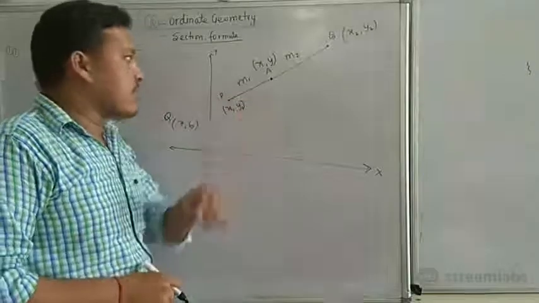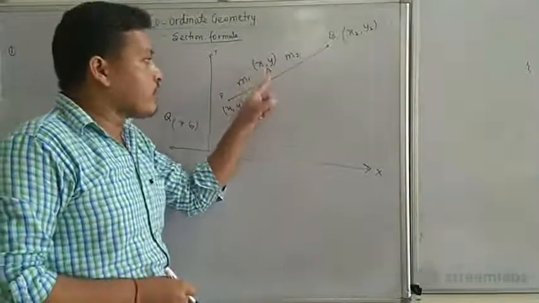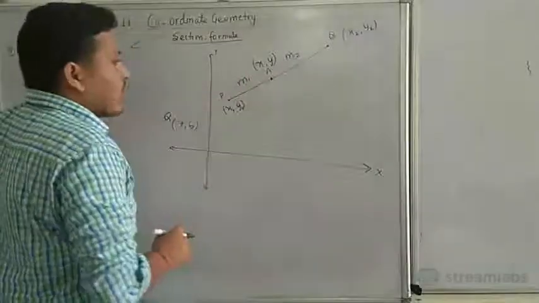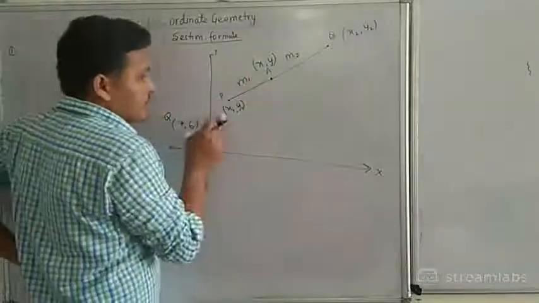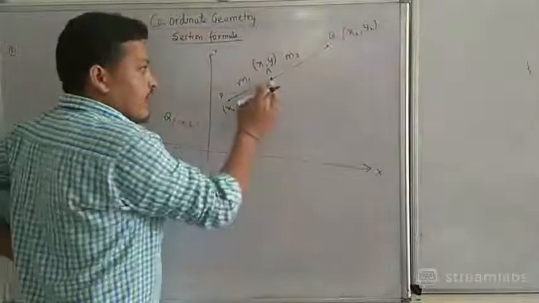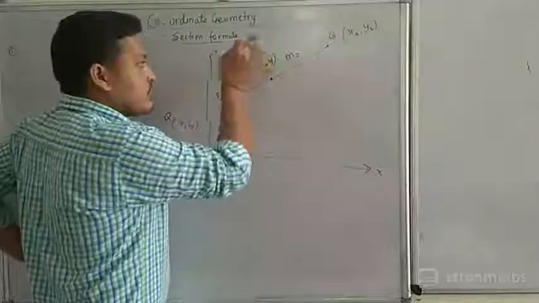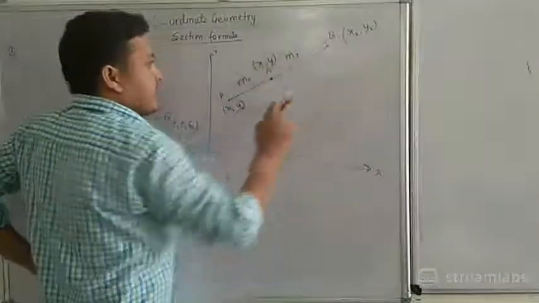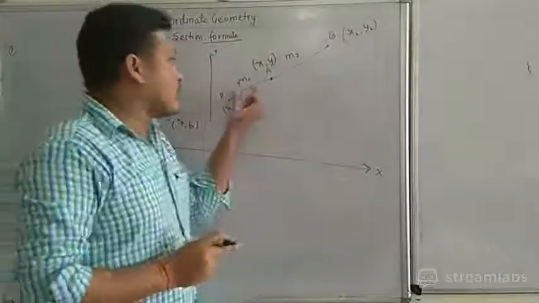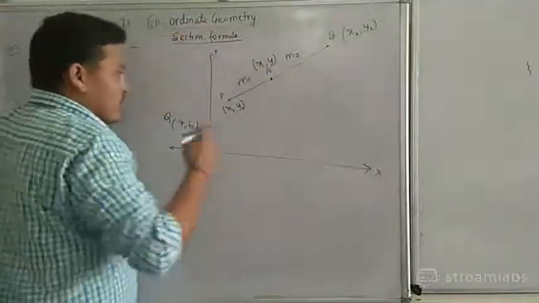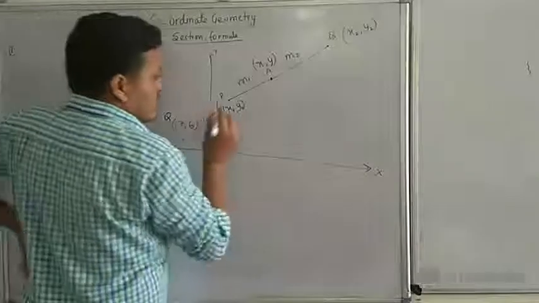So now we will calculate the value of x and y. The main question is, what are the coordinates of A? How can we calculate its coordinate? P is x1 y1, suppose Q is x2 y2, and we need the coordinate of A, so its value is x and y. And point A divides PQ in two parts, so the first ratio is M1, the second ratio is M2. Okay, so now we can go ahead.